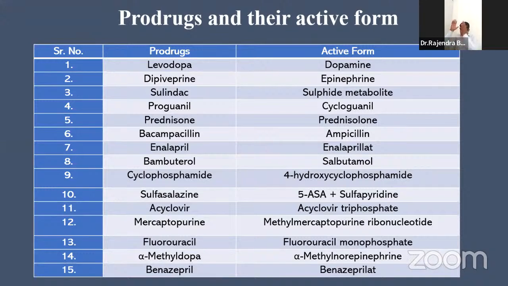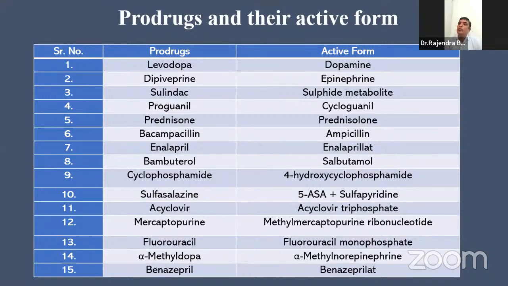Here we are discussing classification also, right? So sulindac and then indomethacin, indole acetic acid derivatives. Indole acetic acid derivative is one of the important classes of the NSAIDs. Proguanil, cycloguanil, proguanil triazine. There are two active forms, one is proguanil, another is cycloguanil. One more active form, write down, that is proguanil triazine.